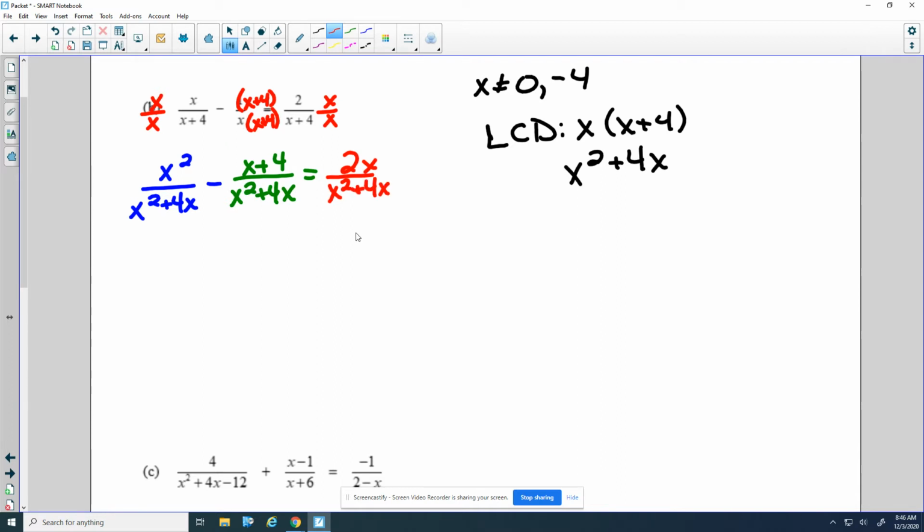So looking further, I need to distribute my negative sign. So I'm going to make this positive, negative, and then negative. So I end up with x squared minus x minus 4 over x squared plus 4x.